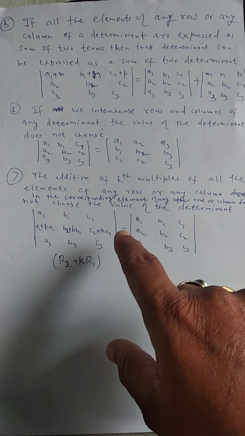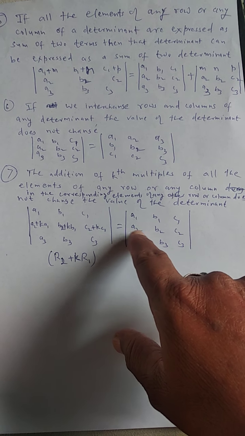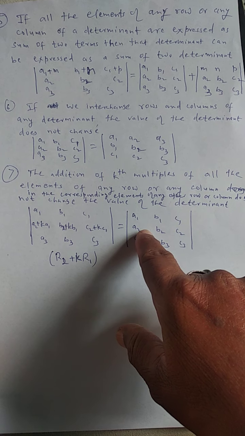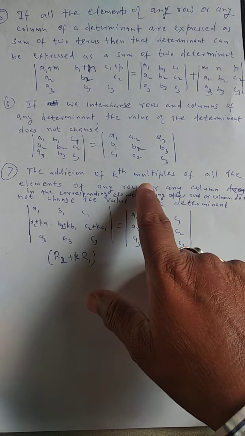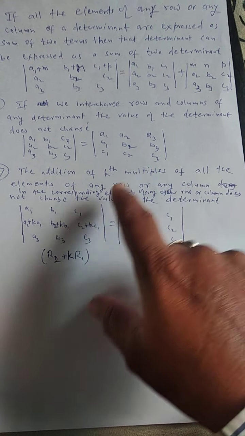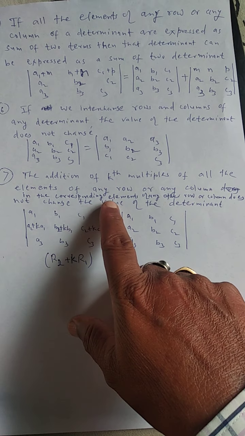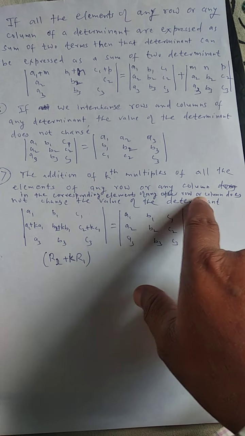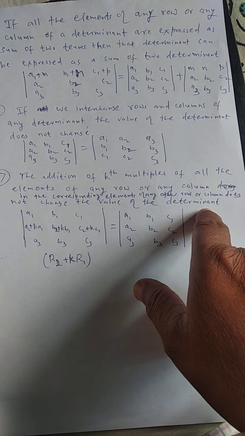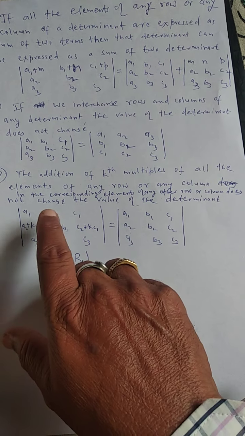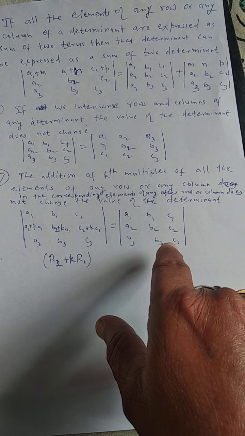The seventh property is one we use frequently, and we used it in the example of the last lecture. The addition of k multiples of all the elements of any row or column to the corresponding elements of any other row or column does not change the value of the determinant. So here our original determinant is a1, b1, c1, a2, b2, c2, a3, b3, c3.